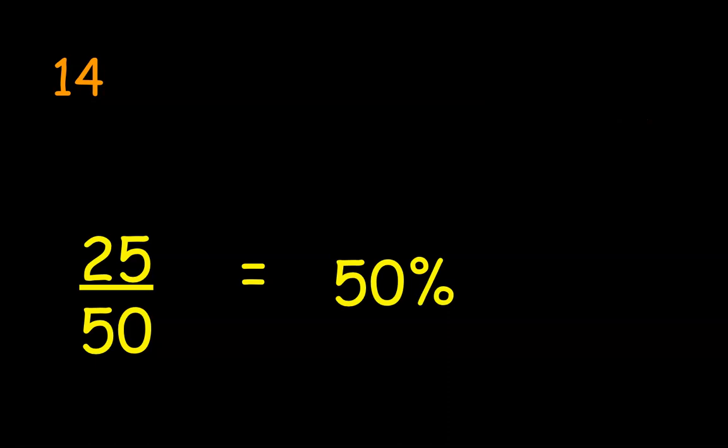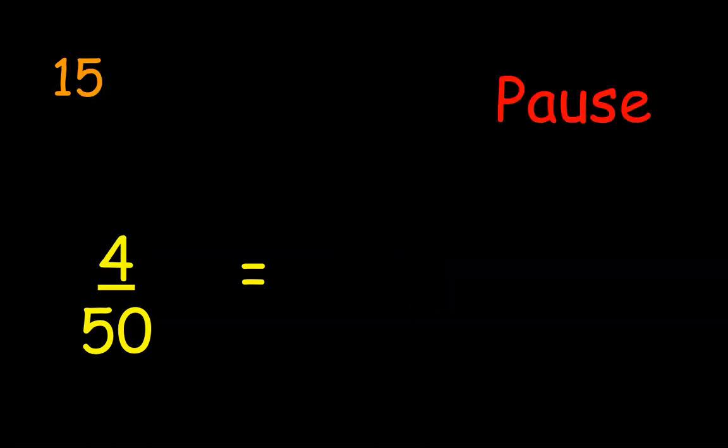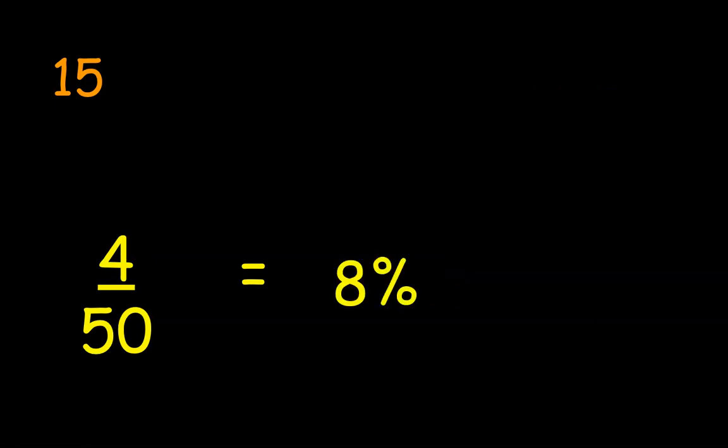50%. Double the number of questions at the bottom would give you 100, so double the number she got right at the top would give you 50. 8%.